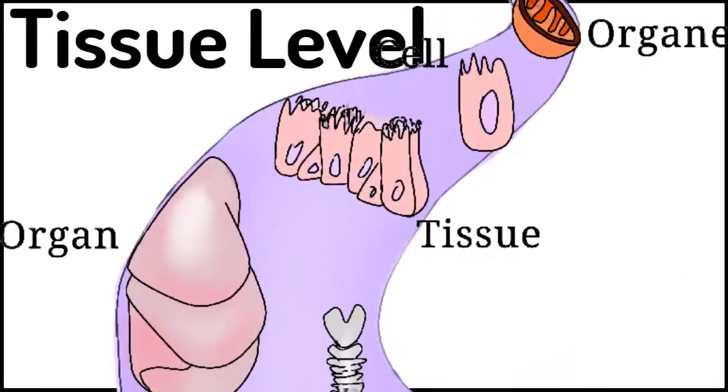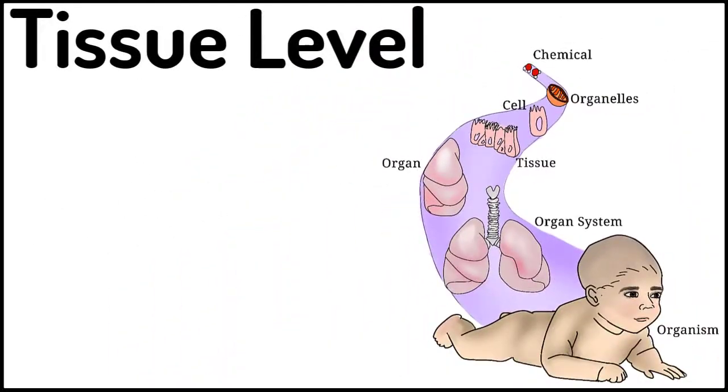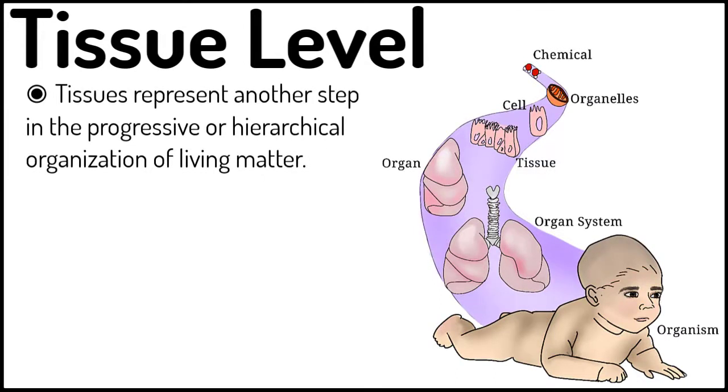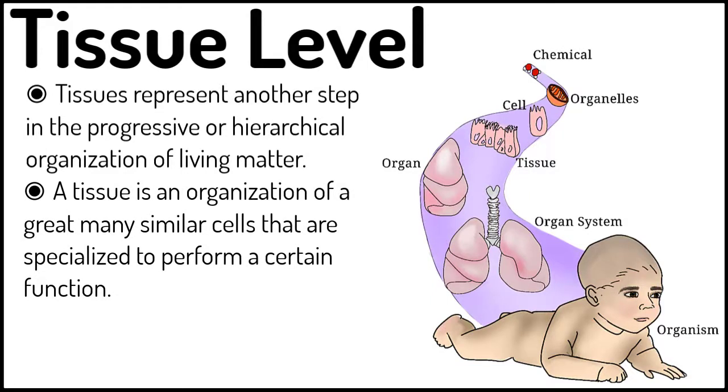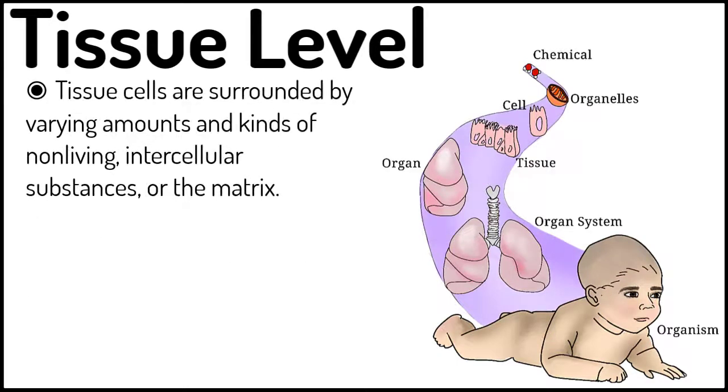Tissue level. As you can see in this diagram, the next higher level of organization beyond the cell is the tissue level. Tissues represent another step in the progressive or hierarchical organization of living matter. By definition, a tissue is an organization of a great many similar cells that are specialized to perform a certain function. Tissue cells are surrounded by varying amounts and kinds of non-living intercellular substances, or the matrix.